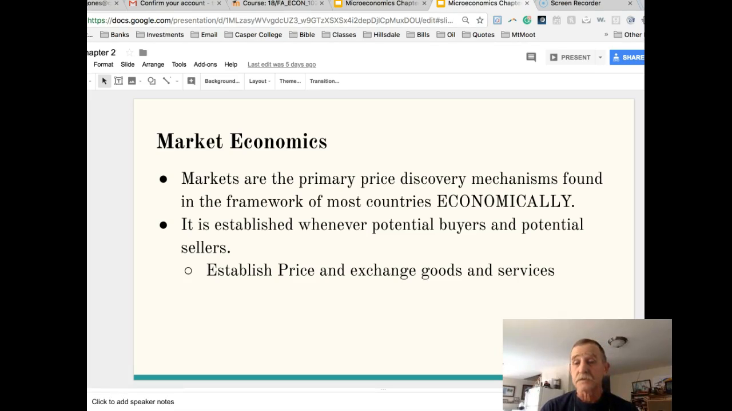Microeconomics. Now, just a couple of definitions here and a little bit of discussion. In free markets, we study the market, and we're going to talk about supply and demand in the next unit on price determination. Markets are the primary price discovery mechanism found in the framework of most countries economically. In all countries, in some regards.